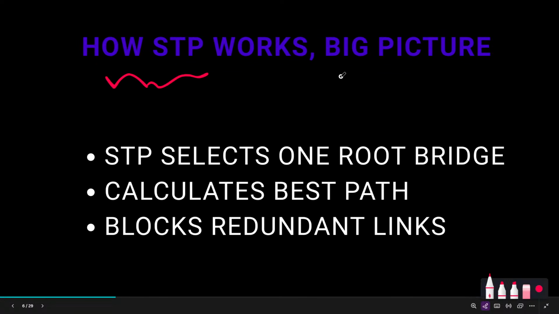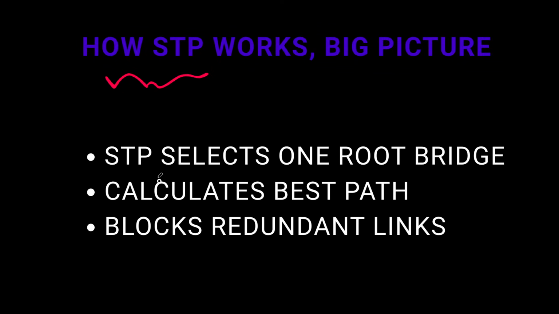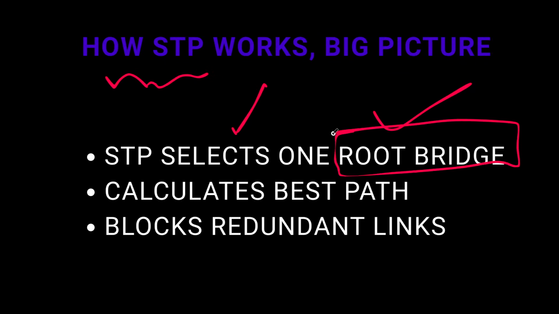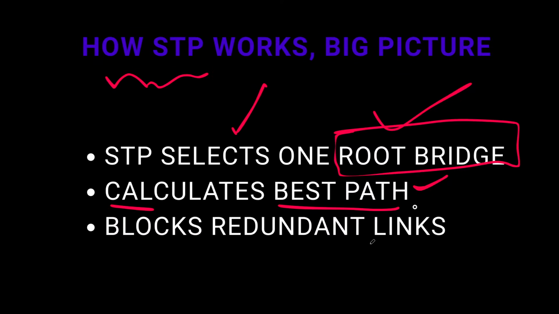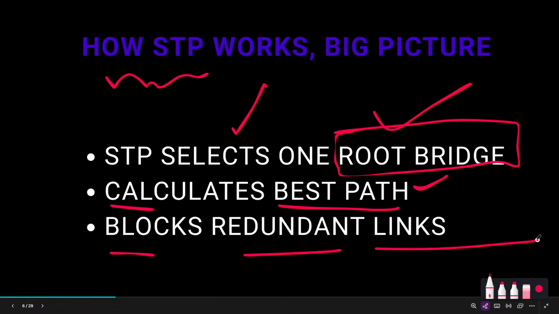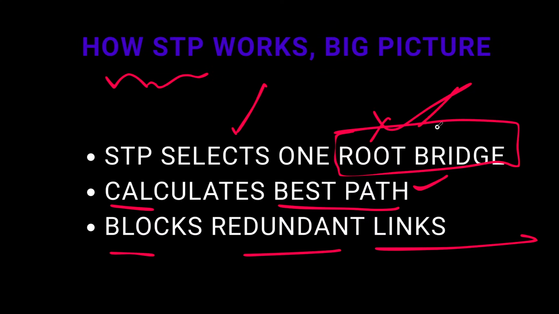Now, in the bigger picture, how does STP work? STP basically selects one root bridge. Now, do you guys know what is a root bridge? Please comment down if you know what is a root bridge. It is managed in the VLAN, okay? Calculates best path. Okay. Blocks redundant links. Please let me know what is root bridge. Do you guys have an idea? What is a root bridge?